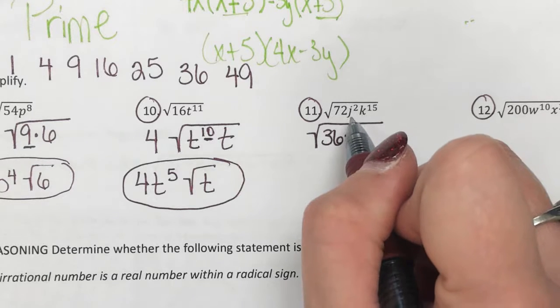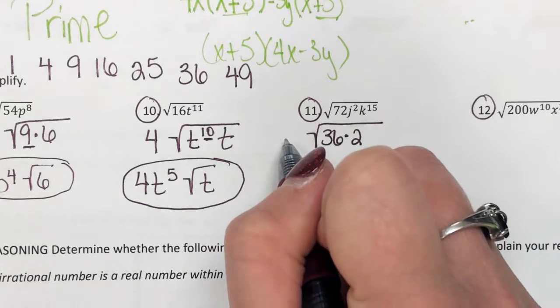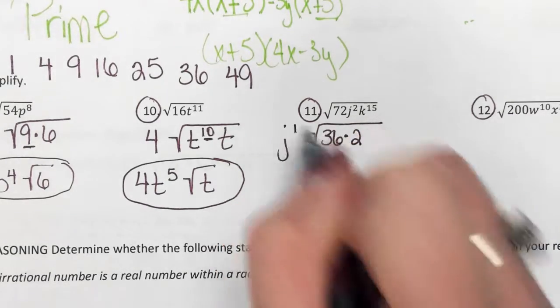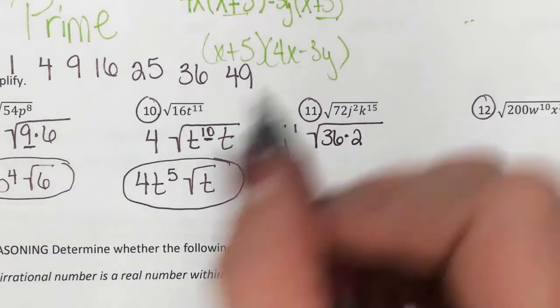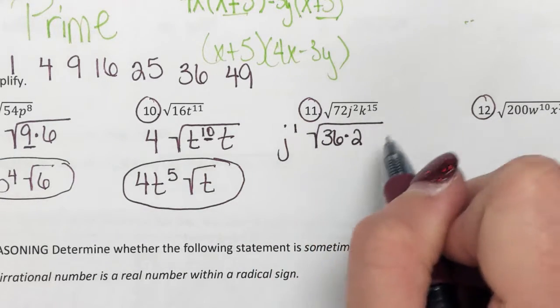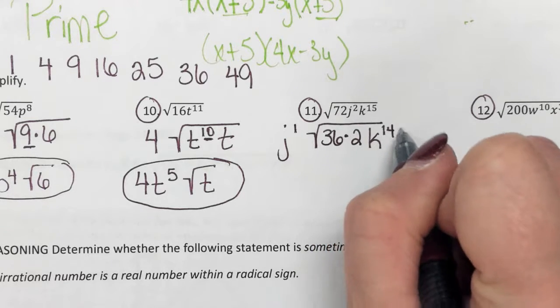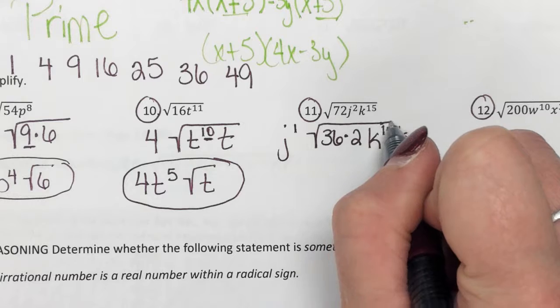Alright, what about the j to the second? Can he come outside already? Can I divide him by 2? Yeah, what's 2 divided by 2? J to the 1. There you go. Alright, what about k to the 15? Okay. There you go. You can't divide him, so you're going to do 14 and 1.